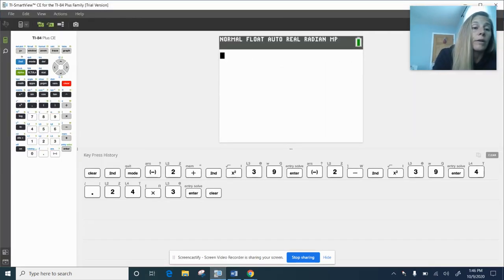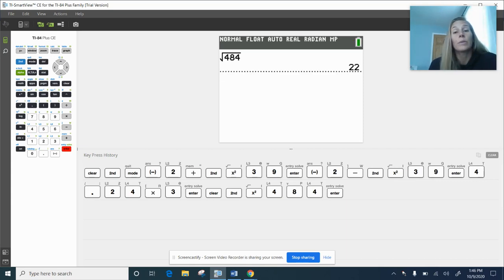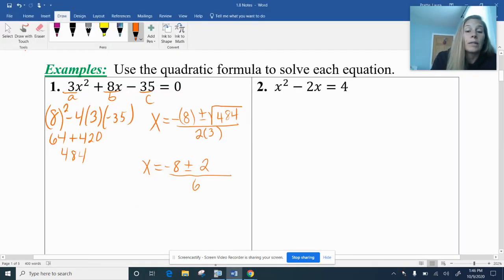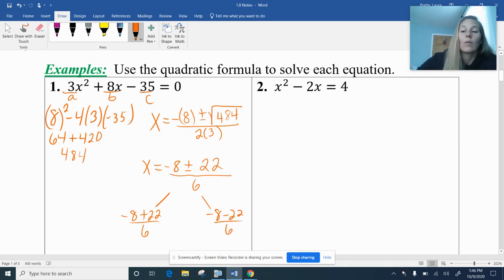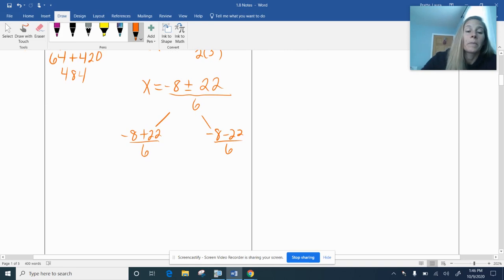The square root of 484. And it would be a good idea to just check any number you're not sure of. Now this one happens to be a perfect square, which is 22. So it'll be a lot easier to just simplify it now and then go ahead and work out our two final answers. So negative 8 plus 22 over 6, and then we'll do negative 8 minus 22 over 6, and we'll get those two answers.